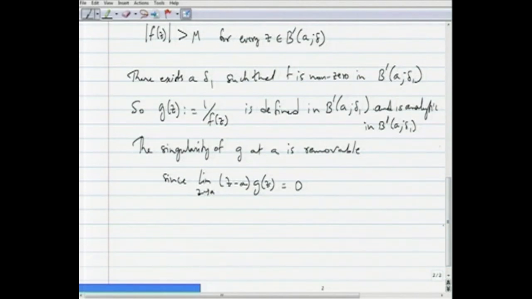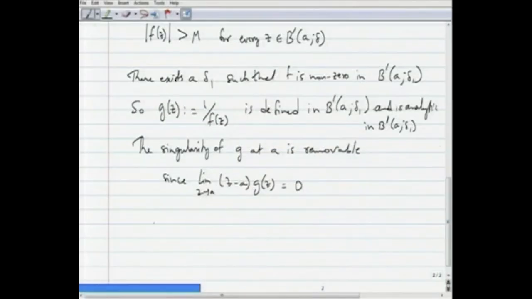Also notice that since 1 by f of z itself tends to 0 in modulus, the limit of g as z goes to a is actually equal to 0. So, we can remove the singularity of g at a and define g of a to be 0. That is the value of the limit as z goes to a of g of z. So, g has an analytic extension with g of a equal to 0.